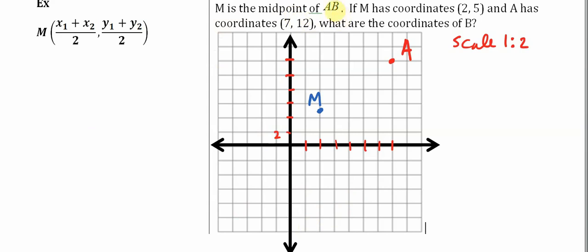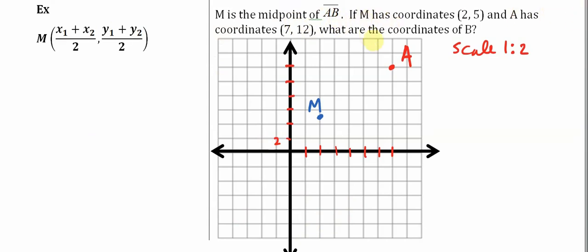M is the midpoint of line segment AB. Okay, so M is the midpoint here. If M has coordinates (2, 5), and A has coordinates (7, 12), what are the coordinates of B?